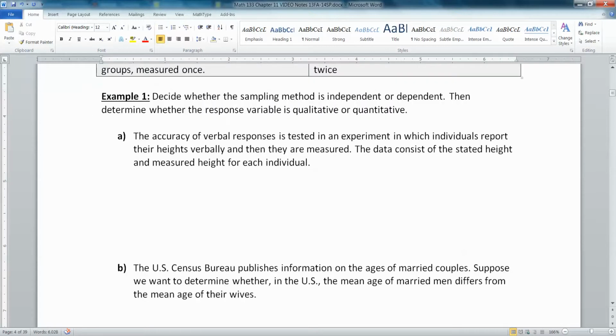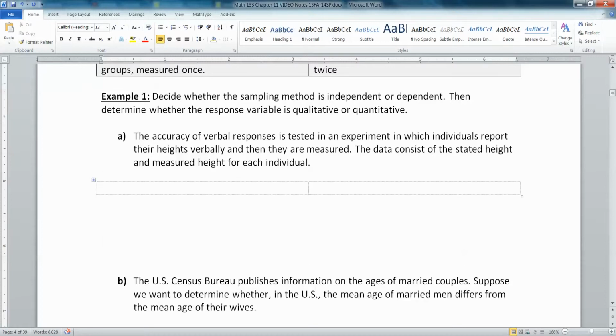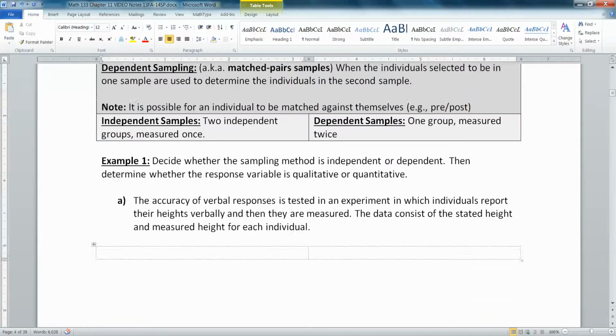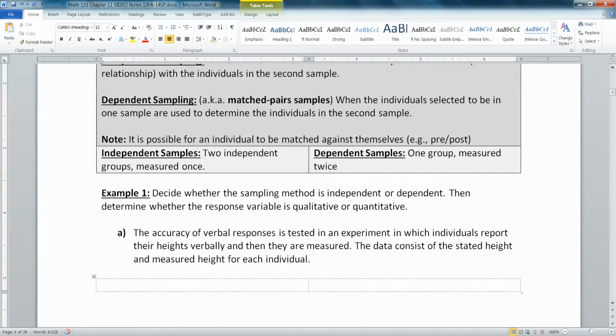All right, so the accuracy of verbal responses is tested in an experiment in which individuals report their heights verbally and then they are measured. So you go to a person, you say, what height are you? They tell you, and then you measure them and see how it compares to what they actually were. Data consists of the stated height and the measured height for each individual. What kind is that? Is it two separate groups measured once, or is it one group of people measured twice? Well, it's rather obvious, but it's a dependent sample.